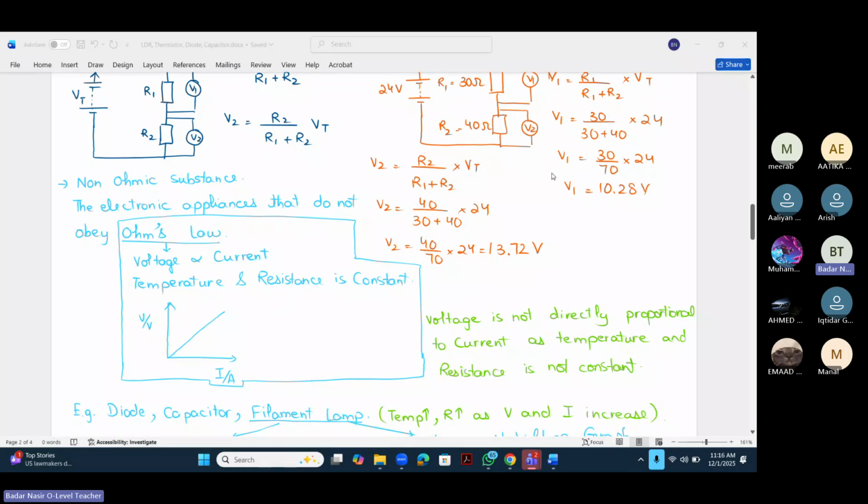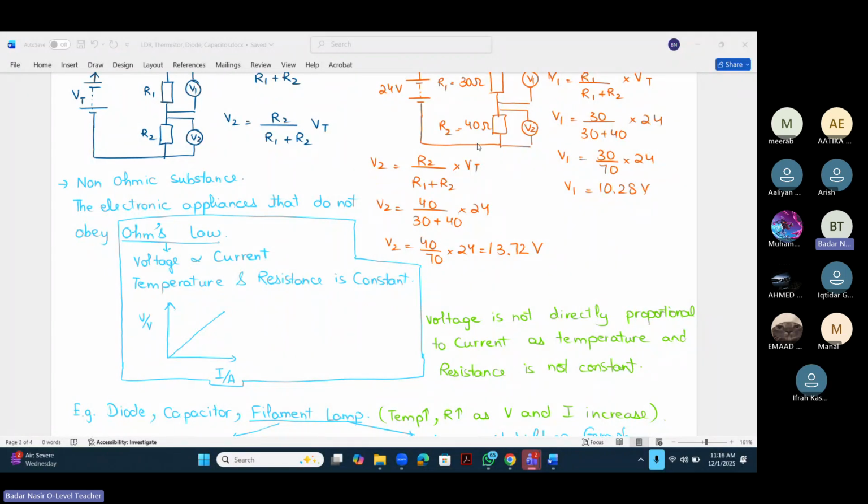Voltage is directly proportional to the current provided the temperature and the resistance are kept constant. Now please remember, beta, that in non-ohmic substances voltage and current are not directly proportional to each other because they do not obey Ohm's law. Voltage and current are not directly proportional because neither the resistance nor the temperature stays constant.